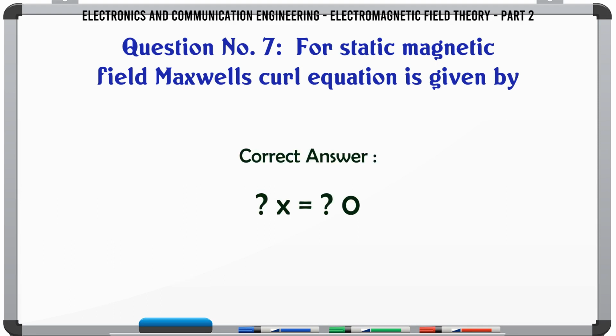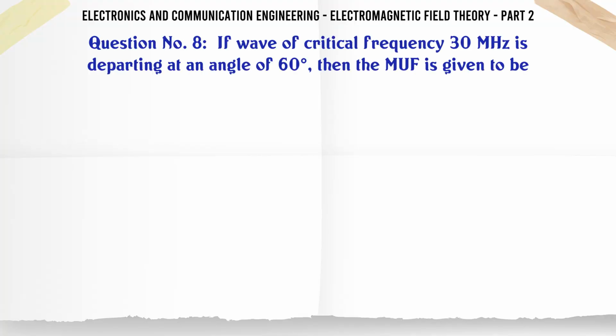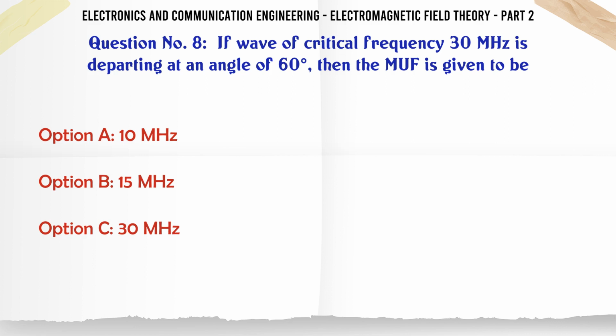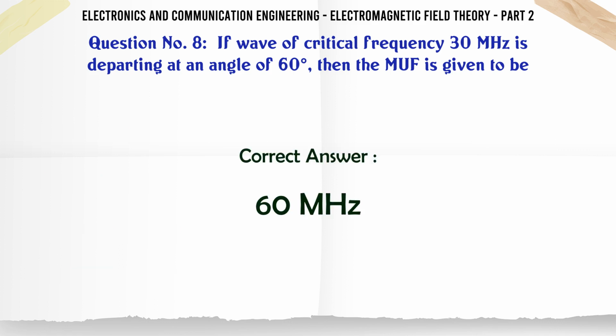If a wave of critical frequency 30 MHz is departing at an angle of 60, then the MUF is given to be A. 10 MHz, B. 15 MHz, C. 30 MHz, D. 60 MHz. The correct answer is 60 MHz.